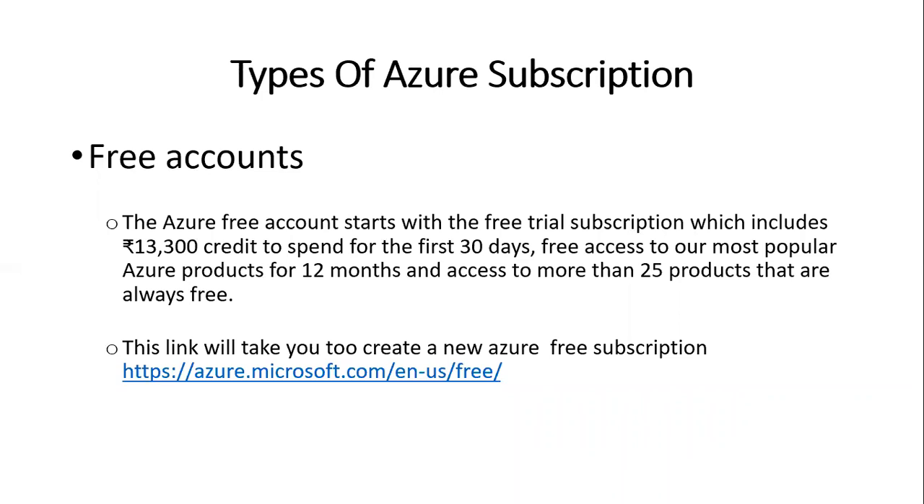When it comes to the types of subscription, we have many Azure subscriptions, so we'll see the major types here. The first type would be the free account. To kickstart your Azure subscription, we'll be using a free account, and the free account will give you 13,300 credits, which you can use on all the resources for the first 30 days, and then you will be charged once it goes beyond the 30 days.